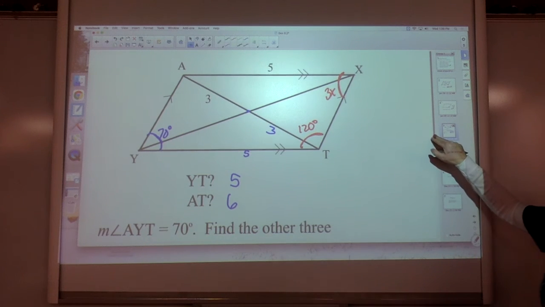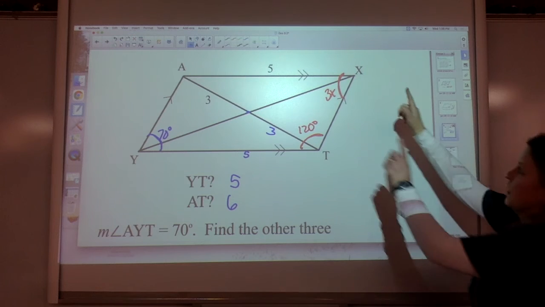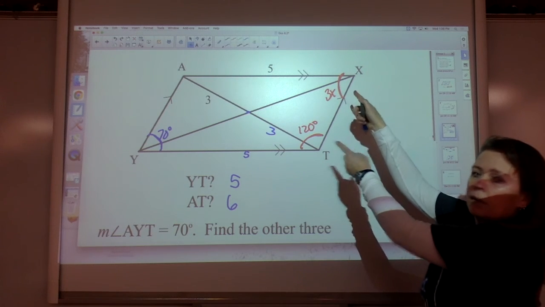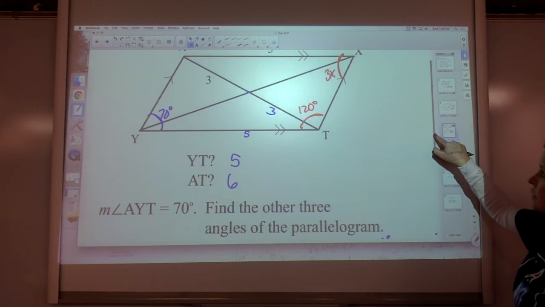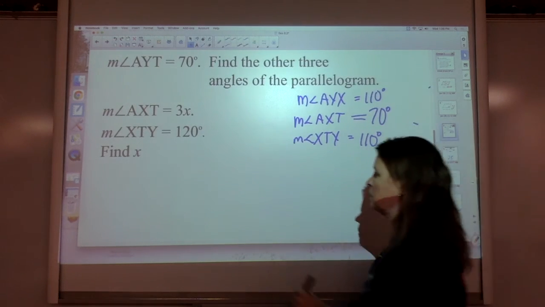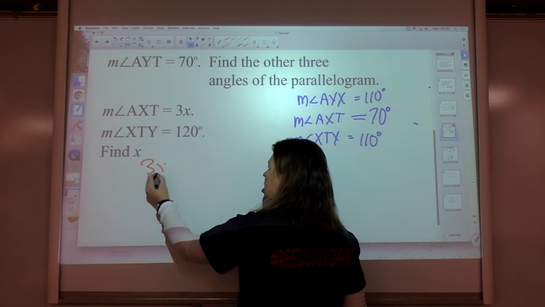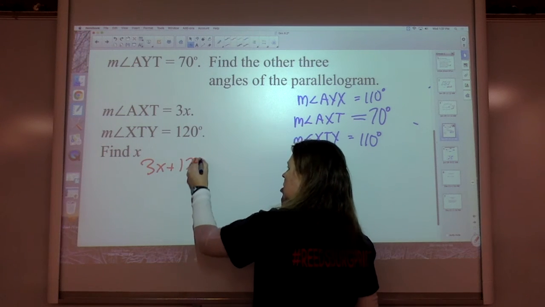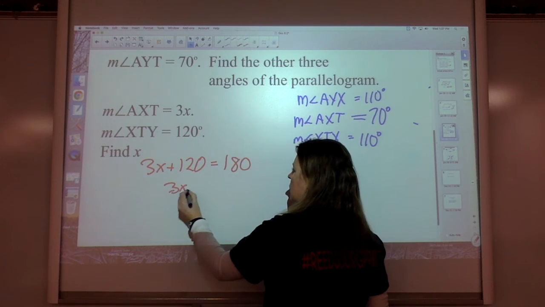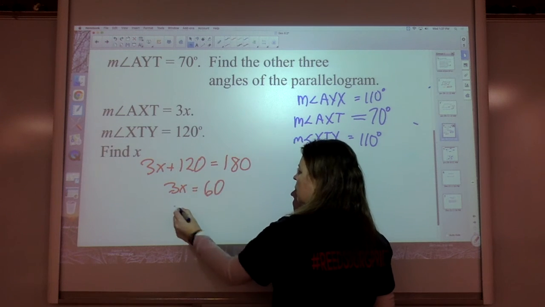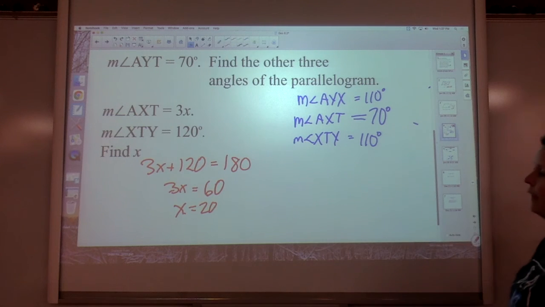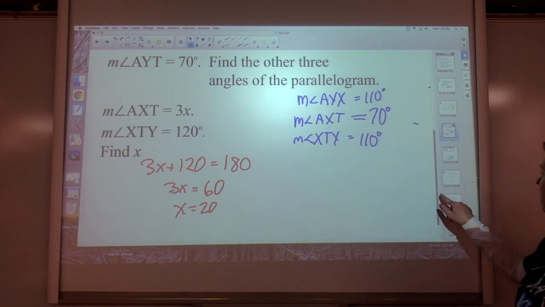You have to ask yourself, are those opposite angles that are congruent? Or are they consecutive angles that are supplementary? Hopefully you answer yourself as consecutive angles that are supplementary, which means you'll take 3x plus 120 and set it equal to 180. 3x then must equal 60, and when you divide, x equals 20. And that's all they wanted, just said find x, so you're good.